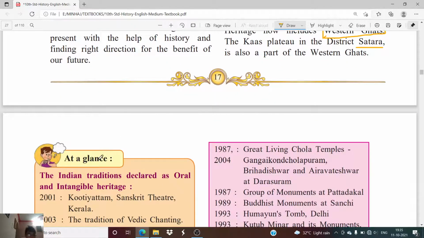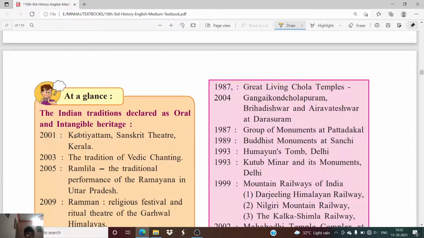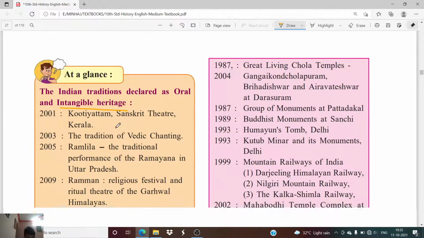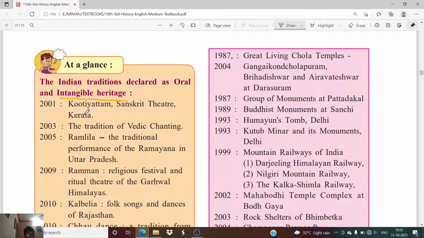So let us see the Indian traditions declared as oral and intangible heritage. So what are the Indian traditions which are intangible heritage? In 2001, Kutiyattam, which is a Sanskrit theatre in Kerala, has been declared as intangible heritage. Then in 2003, the tradition of Vedic chanting. In 2005, Ram Leela, the traditional performance of the Ramayana in Uttar Pradesh. It is also an intangible heritage. It shows the tradition, it shows the culture of our own country, India.